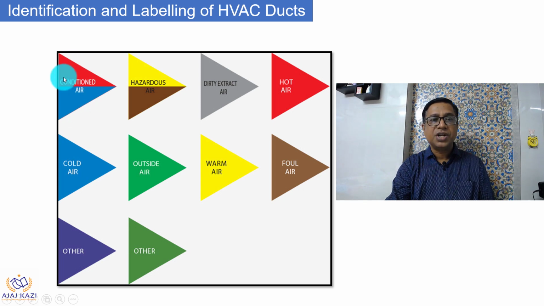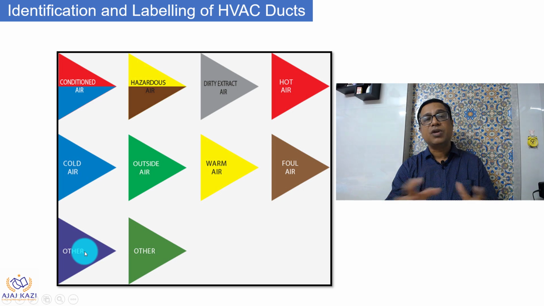This is for conditioned air. This arrow is for hazardous air. This arrow is for exhaust air. This arrow is for hot air. This arrow is for cold air. This arrow is for outside air. This arrow is for warm air. This arrow with this color is for foul air. And you can have others, and you can write that particular application if they are not in this.